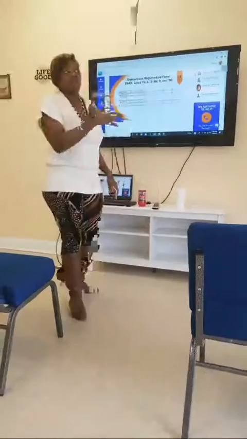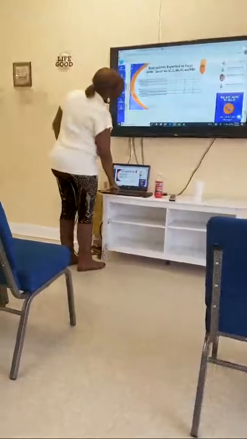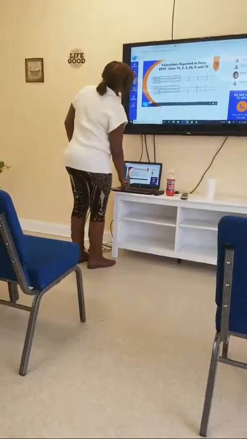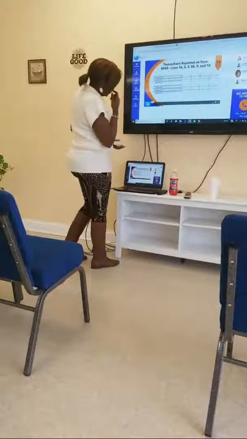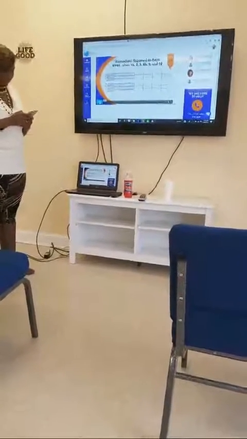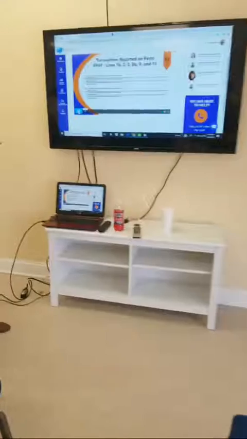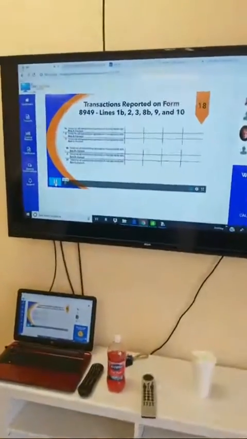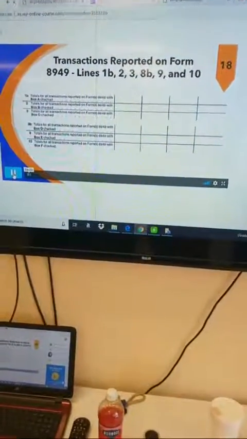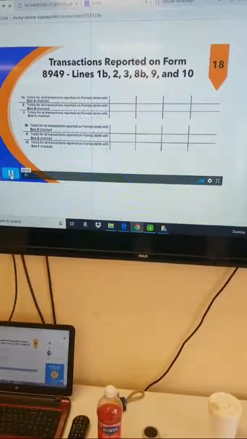So we're going to let him finish talking about this form, and we're going to go right into the next section. And we're looking at lines 1B, 2, 3, 8B, 9, and 10. Again, just to give us this overall view of the capital gains tax form, Schedule D, how it works, what some of these lines are all about.